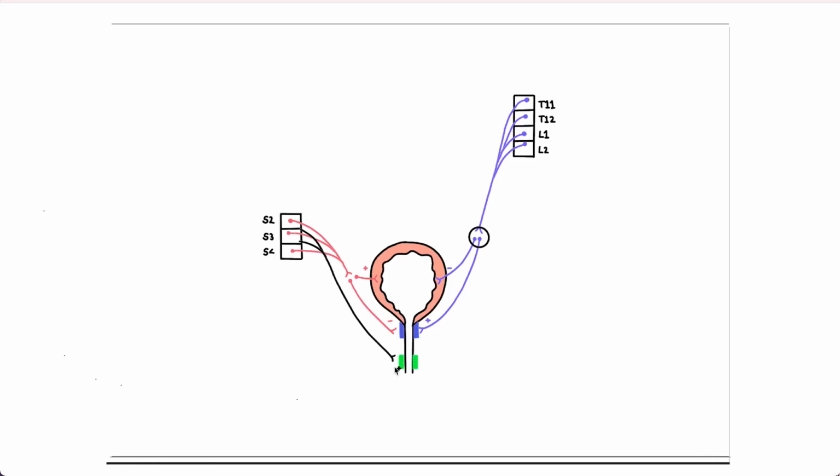Now you should be able to differentiate. The external sphincter is voluntary. It is in our control. But internal sphincter is involuntary. That's why it is being controlled by sympathetic and parasympathetic. But the external sphincter, which is controlled by pudendal nerve, and that pudendal nerve is nothing but a somatic nerve. Are we good with that? So they are motor to the external urethral sphincter.